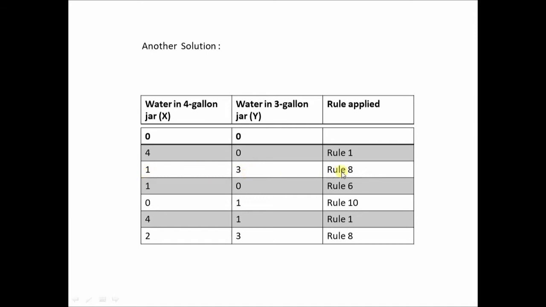Then I use rule number 8, which says empty the 3 gallon jar. So this 3 gallon jar I have simply emptied. So it becomes 0, whereas this is unchanged.